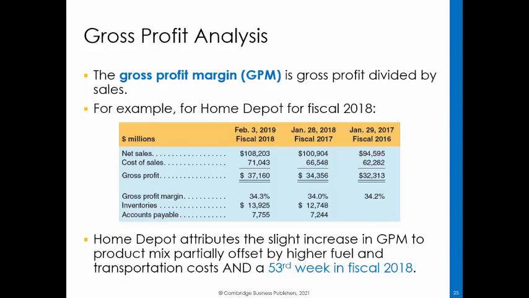Home Depot's gross profit margin on product sales increased by 0.3 percentage points for 2018. Home Depot attributed the slight increase to product mix changes, partially offset by higher transportation and fuel costs in the supply chain and shrink. The additional week in fiscal 2018 also contributed to higher gross profit.